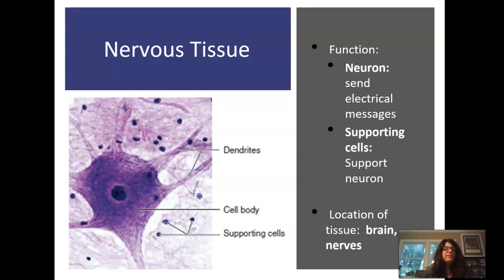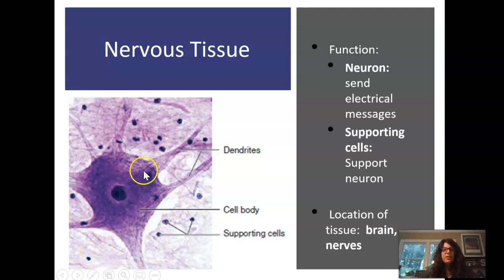And then last is nervous tissue. Nervous tissue's job is to send electrical messages. There are two types of cells that make up nervous tissue, a neuron and a supporting cell. The neuron is this, which actually sends the electrical messages, and the supporting cells are all the cells that surround the neuron and protect it. Neurons are pretty delicate, so all of these cells provide nourishment and help protect the neuron.